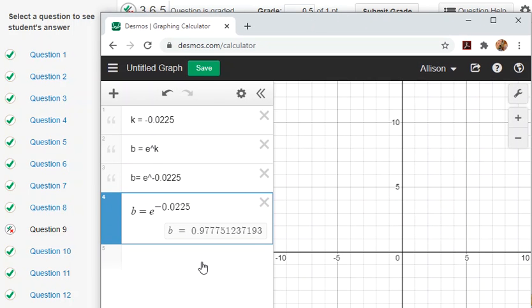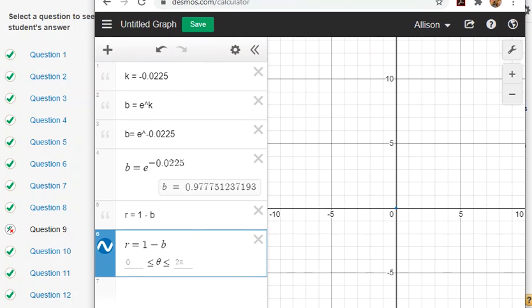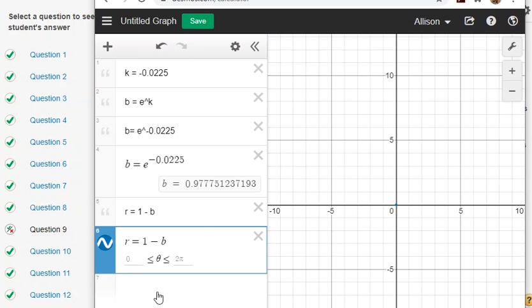And then to compute the growth rate, we know that the rate is how much below 1 we are. So we're going to do 1 minus our b value. And so I can compute r equals 1 minus b. And it should have calculated, it didn't, that's fine.